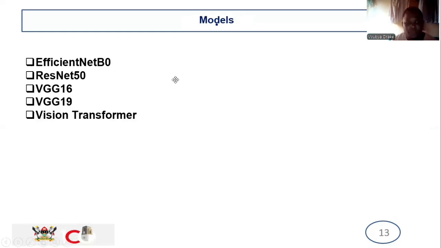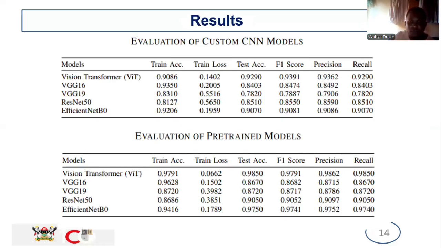So the models used were EfficientNet B0, ResNet 50, VGG16, VGG19, and Vision Transformers. So these are the results. We first trained the custom models, that is before transfer learning, and Vision Transformer performed better than all the other CNN models due to its self-attention mechanism to capture global dependencies and relations. The self-attention mechanism allows the model to understand the relationship between different parts of the image by assigning importance scores and focusing on the most relevant patches.